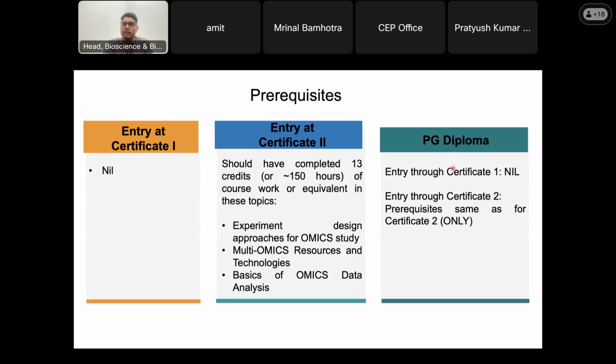For the PG diploma, there will again be prerequisites. If you are entering through certificate 1, then there are no such PG diploma prerequisites. But if you are entering through certificate 2 for a PG diploma, then you have to have again completed 13 credits of coursework or equivalent in the below topics.